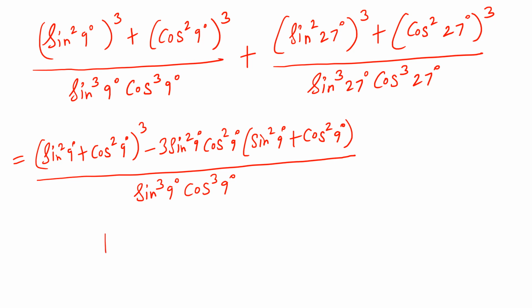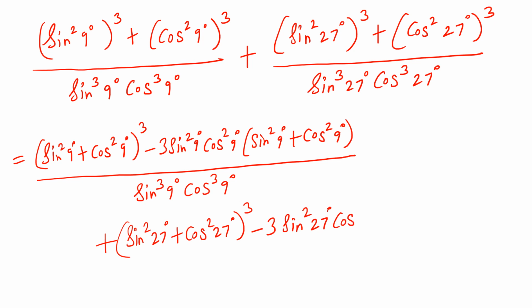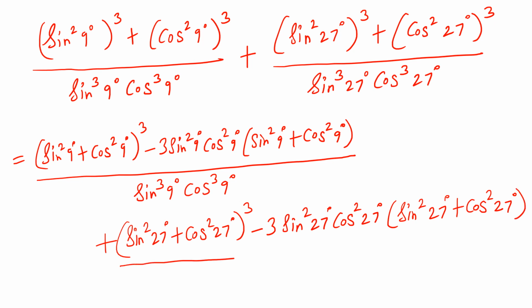Now similarly, the second expression becomes sin square 27 degree plus cos square 27 degree whole cube minus 3 into sin square 27 degree into cos square 27 degree into, inside the bracket, sin square 27 degree plus cos square 27 degree, whole divided upon sin cube 27 degree into cos cube 27 degree.